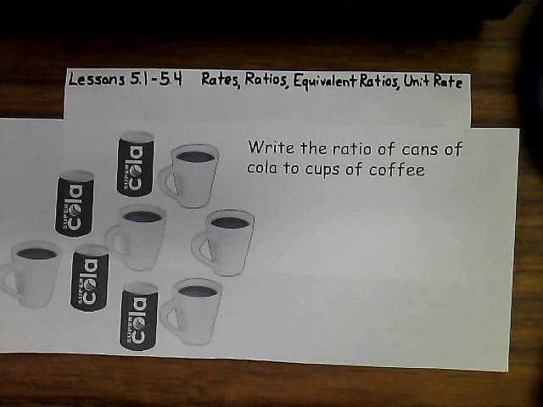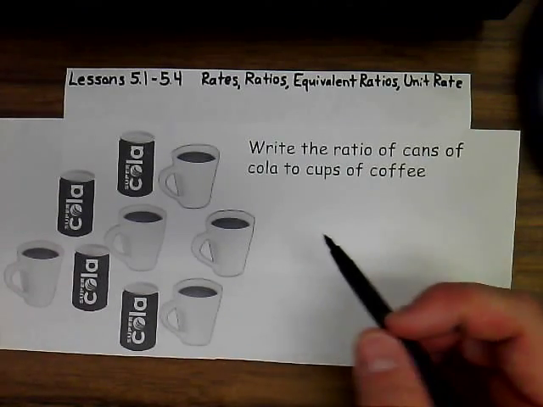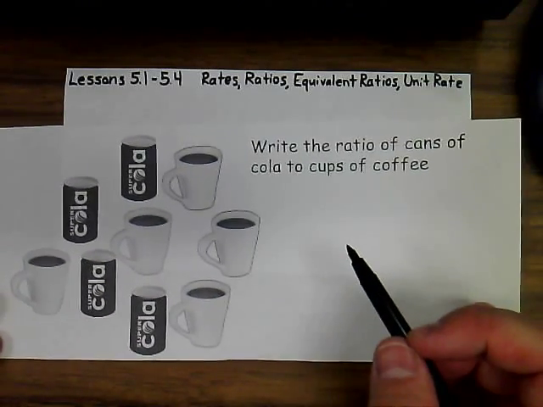Today we're reviewing everything from lessons 5.1 through 5.4, which covers rates, ratios, equivalent ratios, ratio tables, and unit rate. In this first example, we're asked to write the ratio of cans of cola to cups of coffee. When you write a ratio, you want to identify how many there are of each item.